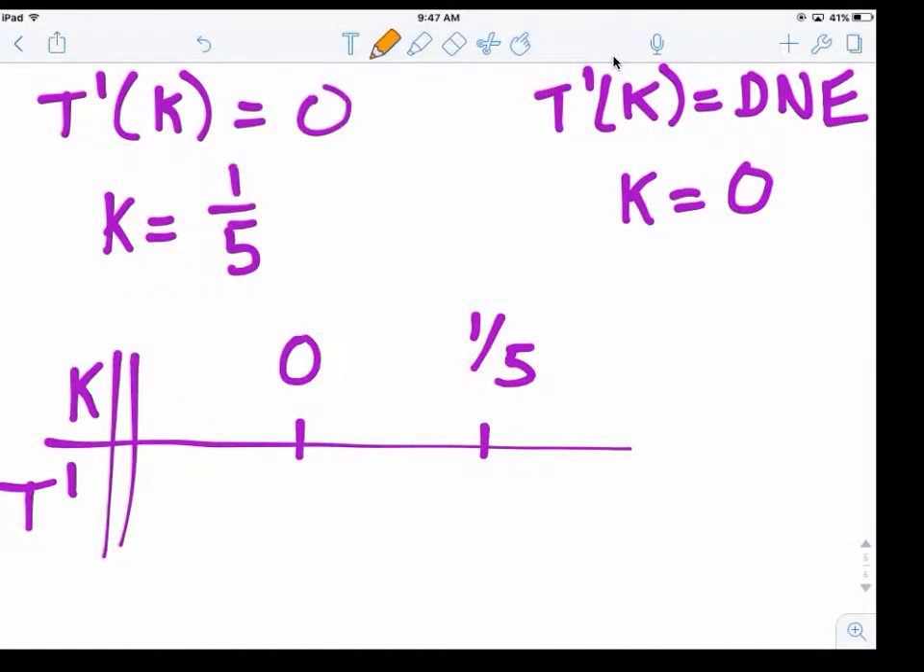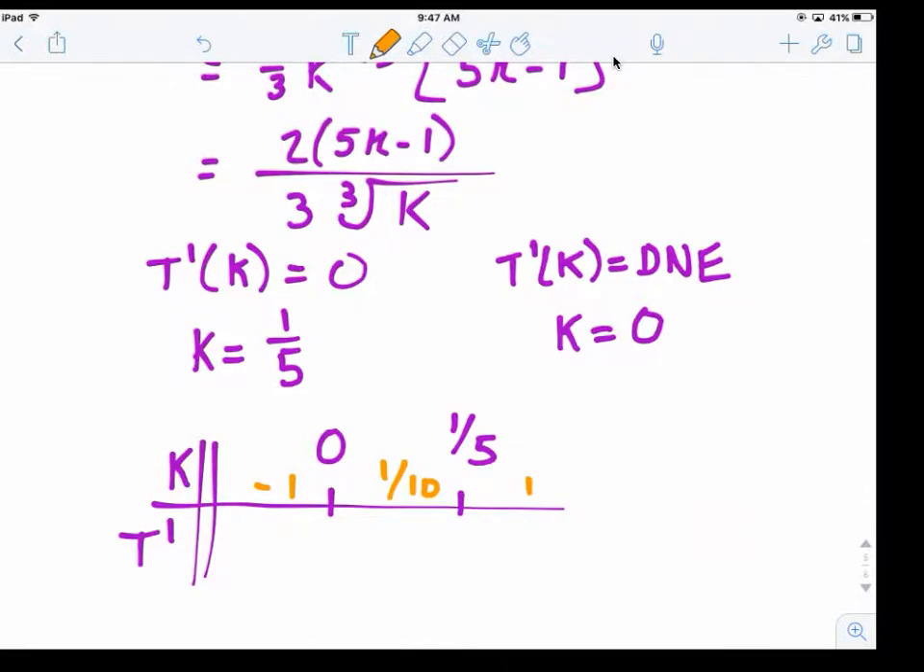All right, what value do we want to do to the left? We'll do like negative 1. Okay, and then 1. All right, so we plug in negative 1. That's going to be negative on the bottom, and then 5, that's negative. That's negative, that's positive. If I plug in 1 over 10, that'll be negative and positive, right? So that's negative. And then if you plug in 1, positive, positive.